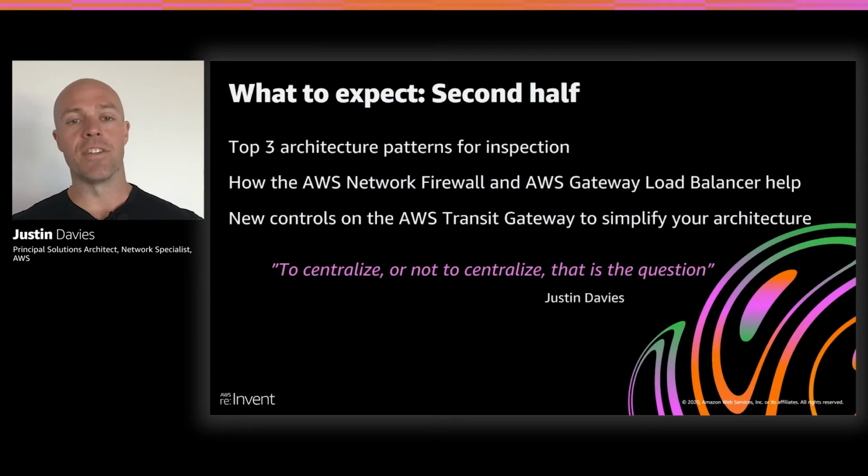The second half of this session, we're going to dive into some of the implementation details on both the centralized and the distributed architecture patterns, and talk about where the AWS Network Firewall and Gateway Load Balancer can help out. We're also going to walk through some of the new functionality on the AWS Transit Gateway that simplifies some of the major pain points that folks were dealing with previously.